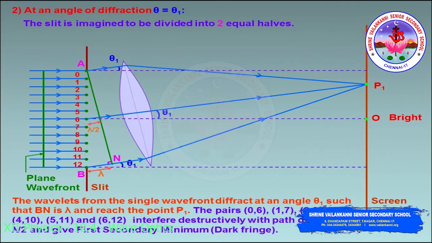So here in this case, the wavelet from the single wavefront diffracts at an angle theta 1 such that the BN, check the BN, which creates the path difference lambda at the point P1. See that a pair of the waves, going 0 to 6, 1 to 7, 2 to 8, 3 to 9, like consecutively till 6 to 12, interfere destructively with the phase difference lambda by 2. It is the secondary minimum. So the first one, it got the bright fringes.